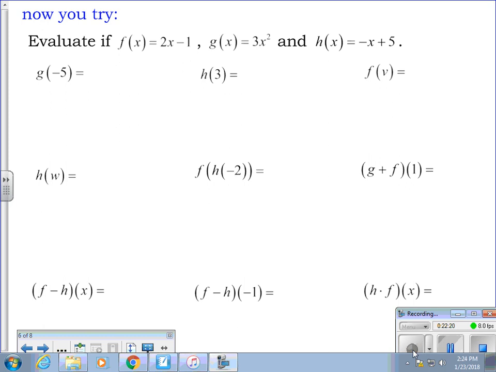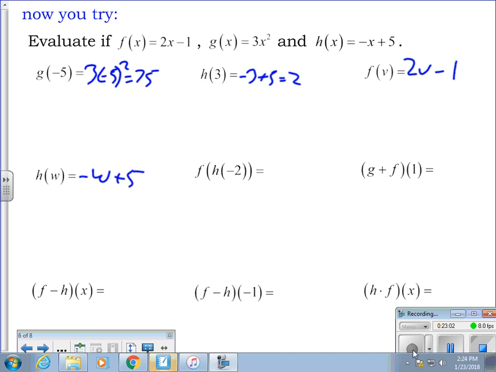Okay, let's go over these. Do the first few. So g of negative 5, g of x is 3x squared. So that's 3 times negative 5 squared, which is 75. H of 3, that's negative 3 plus 5, which is 2. F of v, it doesn't matter what I put in there. I took x, replaced it with v. This is 2v minus 1. That's it. You can stick anything in there. You can evaluate anything. H of w, same thing. Negative w plus 5.